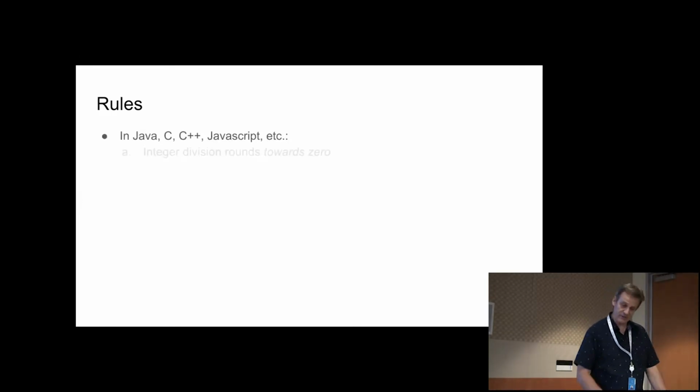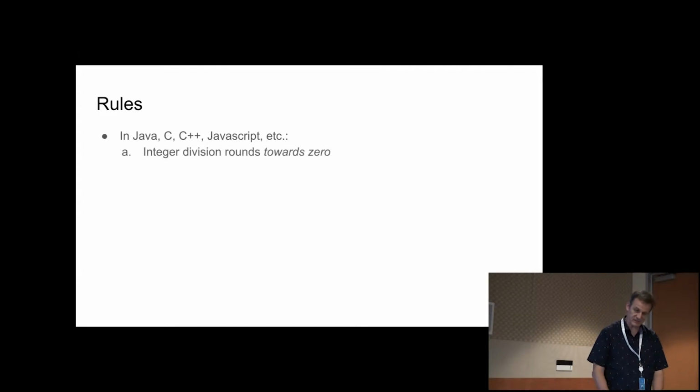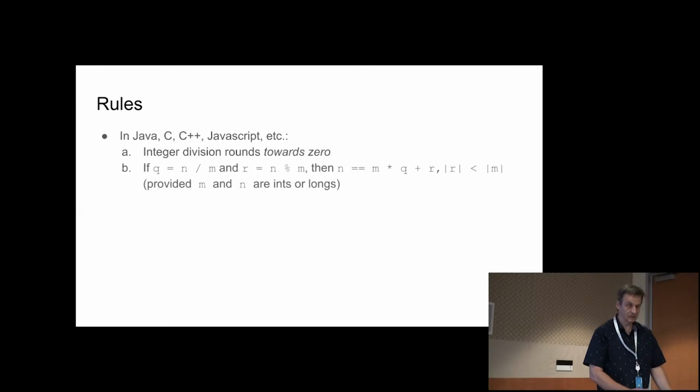So in Java, not only in Java, but in a lot of other languages, C, C++, JavaScript, etc., integer division always rounds towards 0. So if you have a positive number, it rounds down, and if you have a negative number, it rounds up.